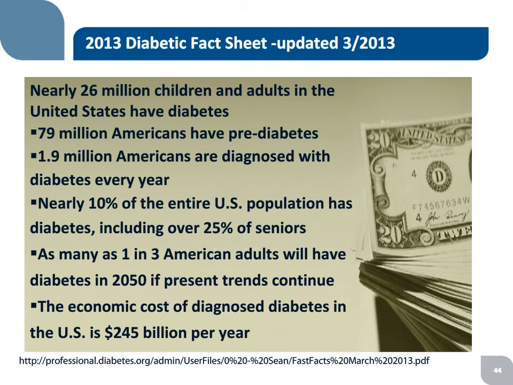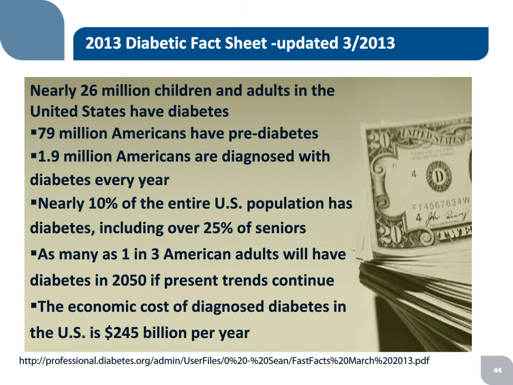Nearly 26 million children and adults in the United States have diabetes, and 79% have prediabetes. Quite a few are still out there that haven't been diagnosed yet. As many as 1 in 3 Americans will have diabetes by 2050 if we continue the way we are right now, following the trends. $245 billion per year are spent.